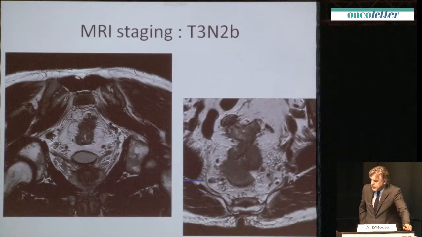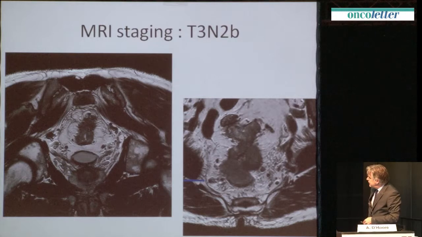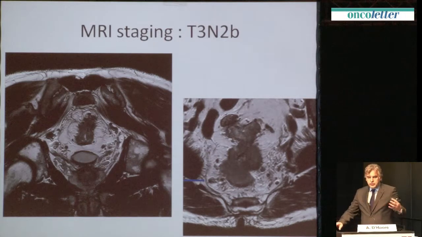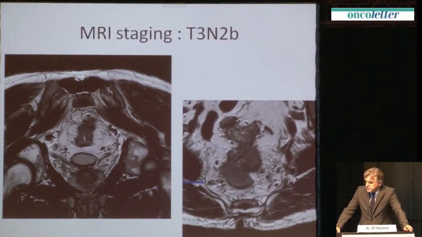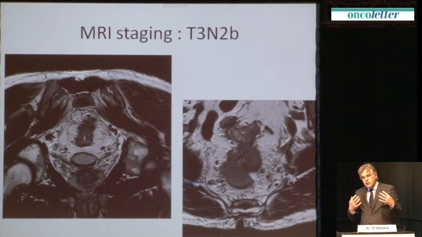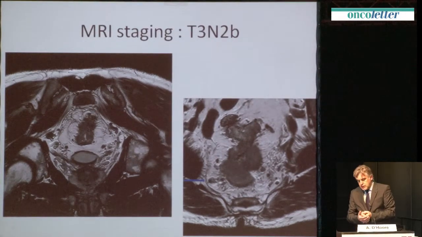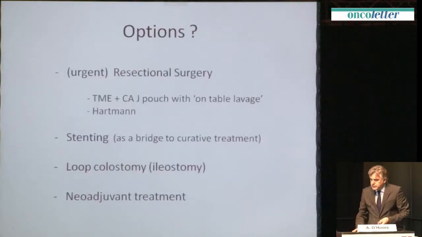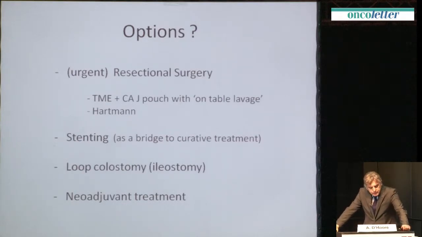And here you see the MRI of the local situation. And indeed, you only see the lumen here, and then it's obliterated. You see big lymph nodes here. So this was staged as a cT3N2b. So then the discussion starts: how are you going to manage this patient, and what are the options? Because the patient is on the edge of having a complete bowel obstruction.